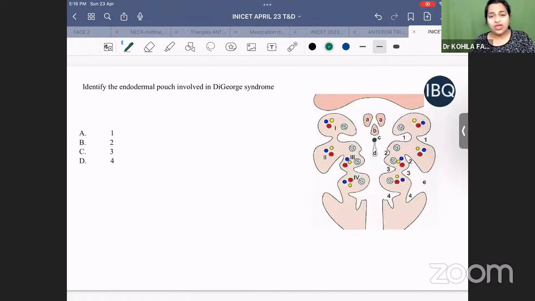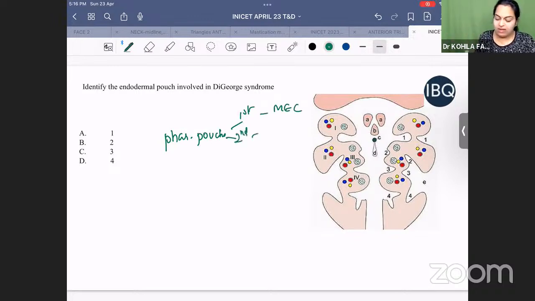But this one they keep frequently asking, right? The pharyngeal pouches. What are the derivatives of the pharyngeal pouches? The first pharyngeal pouch will give rise to the middle ear cavity, auditory tube, all that, right? The second one they keep asking frequently. What is the derivative of the second pharyngeal pouch?